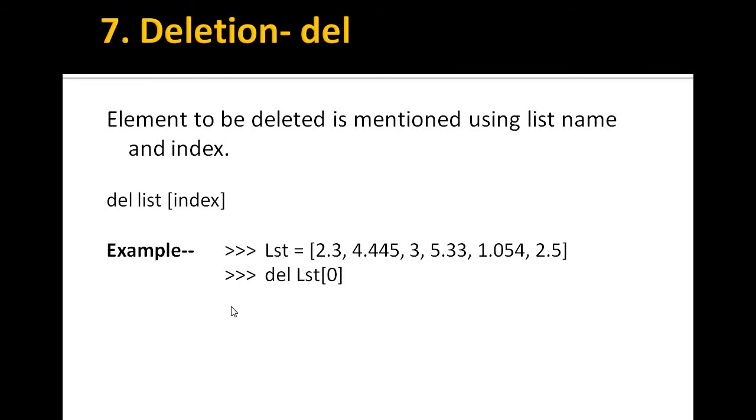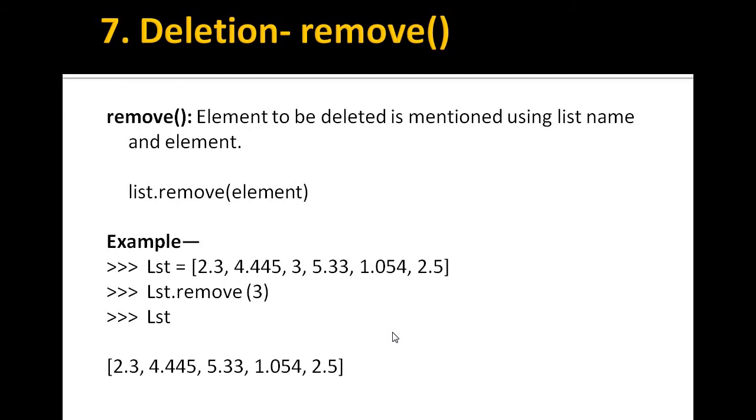So here in this example, a list is given and the del keyword has been used to delete the list object at position 0. When this is called, the value 2.3 that is at the first position in this list is deleted, and so you get a list that does not have 2.3. Another method of deleting any object based upon the value is remove. With this function, you can delete any object by giving the value.